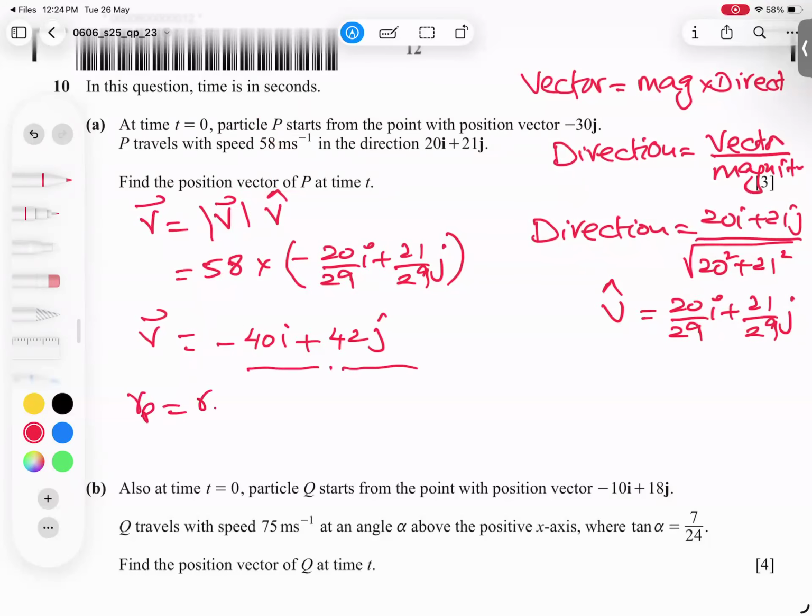RP is equal to R naught plus Vt. R naught is the starting point. And because there is only a j component and no i component, I'm writing 0, negative 30. The velocity is this, so I'm writing negative 40 and 42 down, in t. So I wrote it in column form. Both are correct. You can write column form or the other form, no problem at all.